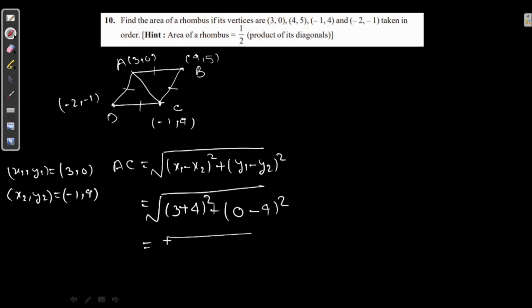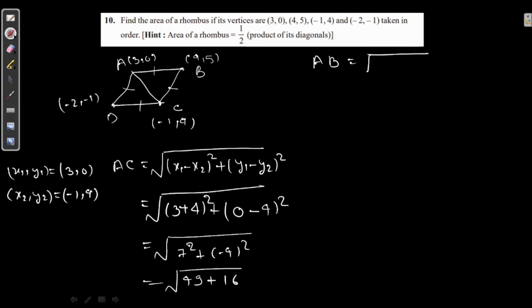Now let us apply. 4 plus 3 is 7. 0 minus 4 is -4 square. 7 square is 49. Minus 4 square is 16. Okay, let us write the values here. So AB will be root of 49 plus 16. 9 plus 6 is 15. 5 carries 1. 4 plus 1, 5. And 1 carry, it will be 6. So I am having AB is equal to root 65 units.